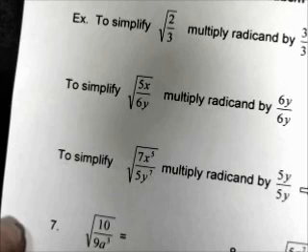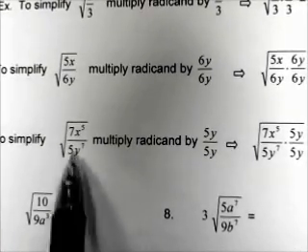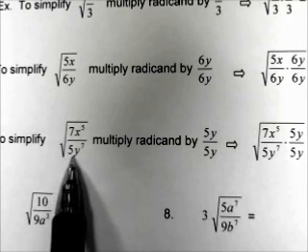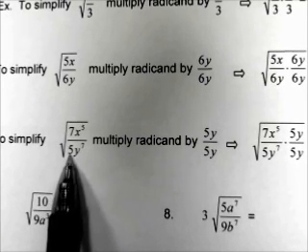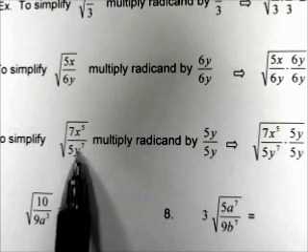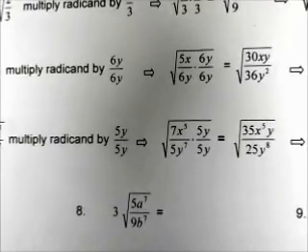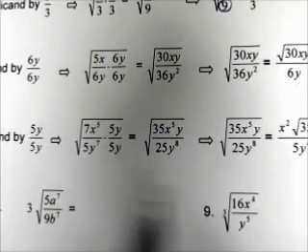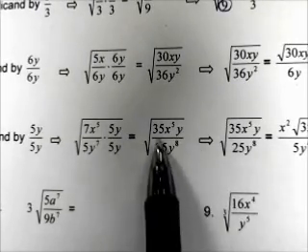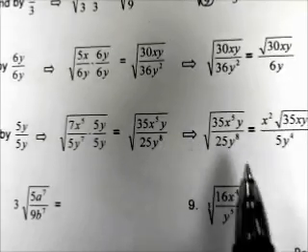Our next example, the square root of 7x to the 5th over 5y to the 7th. Okay, if I focus on the denominator here, if I multiply by 5, that'll bring us up to 25. And the y to the 7th, if we simply multiply by y, that will bring us up to y to the 8th, which is a perfect square factor. So we multiply by 5y over 5y, both numerator and denominator, and we end up with 35x to the 5th y over 25y to the 8th.